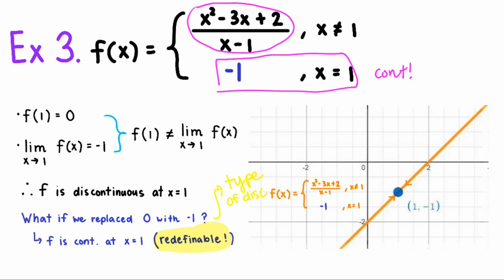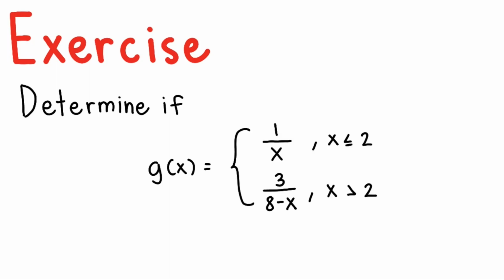But to formally end this, here is an exercise that you can work on. Determine if g of x is equal to this piecewise function, 1 over x if x is less than or equal to 2, and 3 over 8 minus x if x is greater than 2, is continuous at x equals 2. So this is a nice exercise for you to try, since again we have a piecewise function here, but we don't know if this one is continuous or it's just discontinuous. So this is a nice example to try out for yourself.